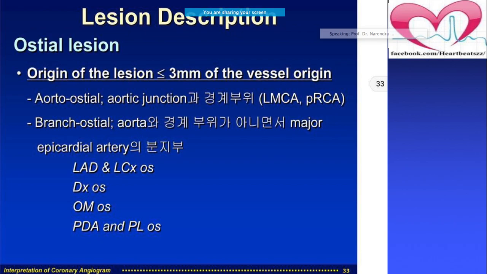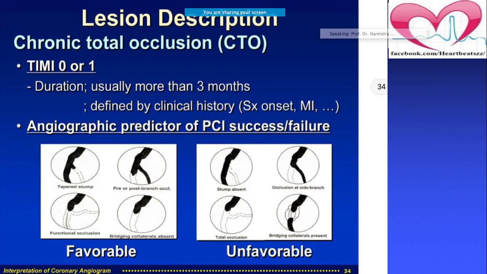And then you have to start commenting about the ostial lesion. For example, ostial is the proximal lesion set. You comment it like this: if the origin of the lesion is less than 3 millimeters of the vessel origin, you comment it as aorto-ostial. When it is close to the aortic junction, you will say it as branch-ostial. When it is giving rise to a major epicardial artery like LAD or diagonal ostium, obtuse marginal ostium, PDA, and posterolateral ostial.